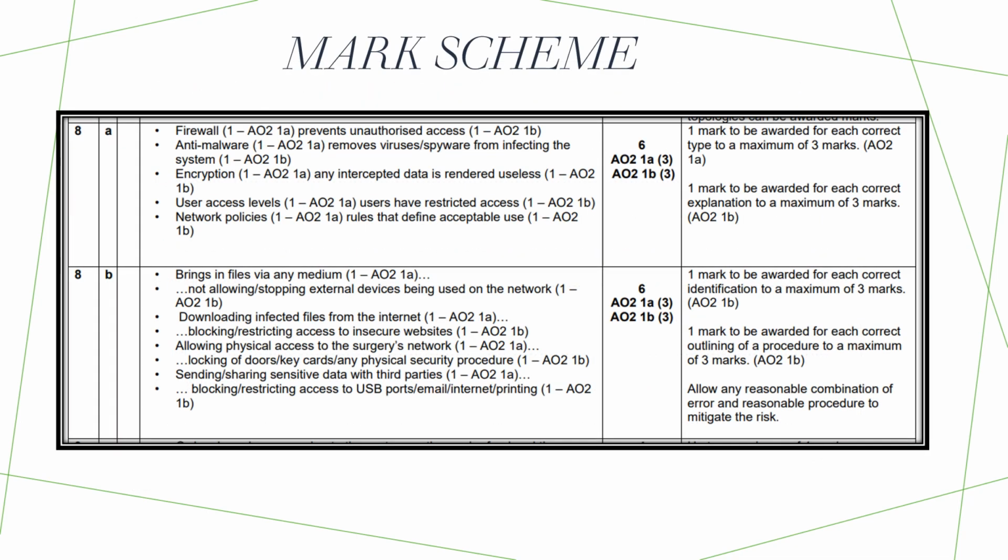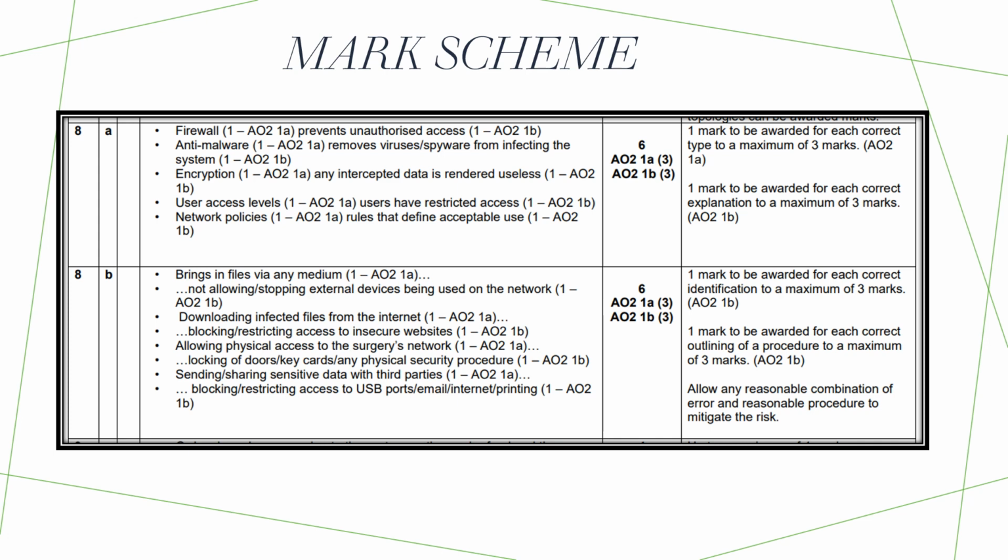Okay, so for 8A, there are a number of different things that you could put in, ranging from firewall, anti-malware, encryption, user access levels, and network policies. For each one, you need to write in a particular description. So for a firewall, you talk about preventing unauthorized access or filtering packets. For anti-malware, you could talk about removing viruses. Encryption, you could talk about the data being scrambled and you can't read it without a key. User access levels, saying that certain people can't get into particular files, and network policies, which basically talk about what you are and aren't allowed to do.